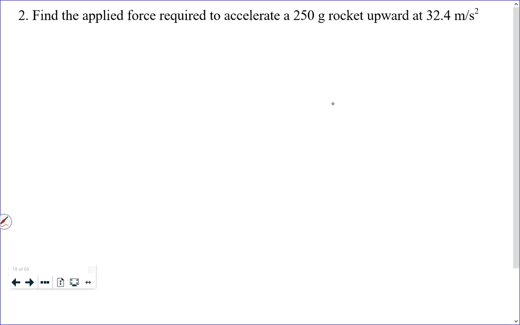I don't want you to write anything down, I want you to take a look at this question. Read this question carefully. The question says, what is the applied force required to accelerate a 250-gram rocket, which, by the way, is 0.25 kilograms, upward at 32.4 meters per second squared? And I want you to calculate what you believe the answer to this question is.